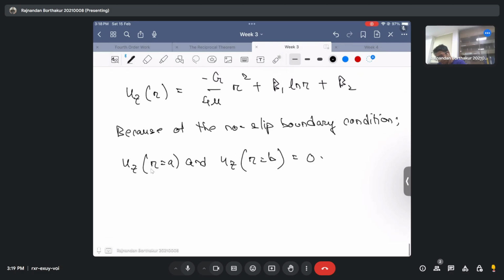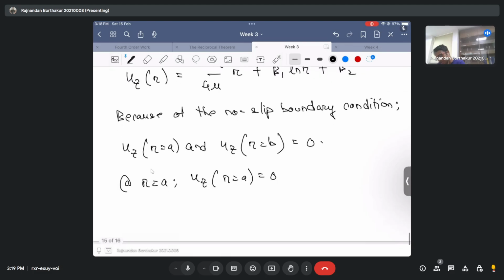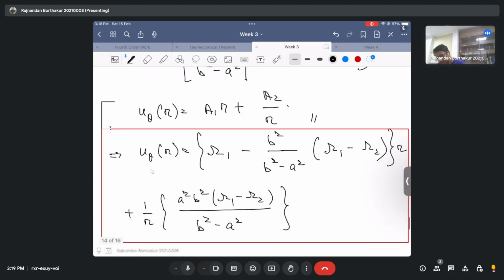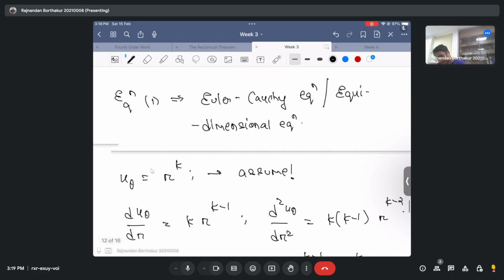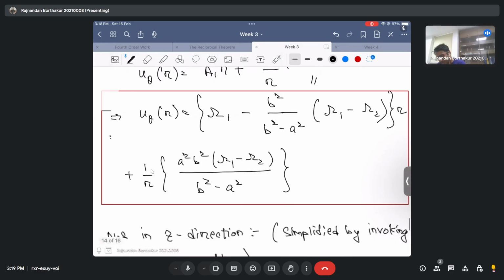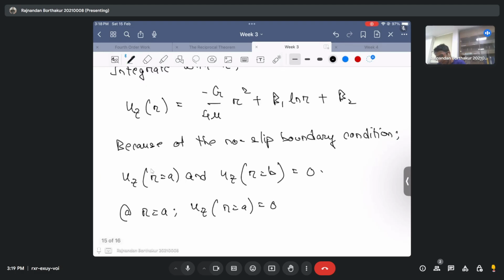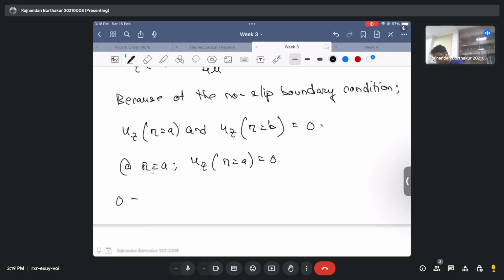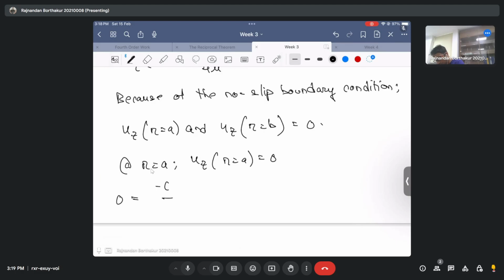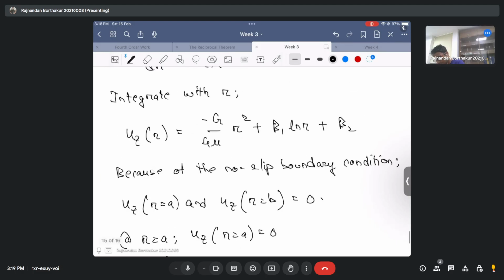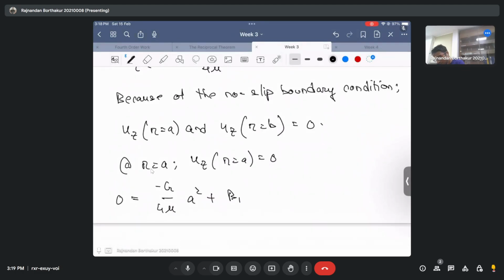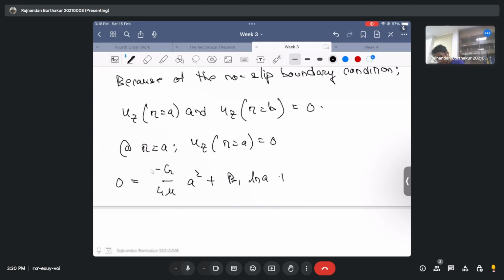So this means that I can write that at r equal to a, I have uz at r equal to a is 0. This is something that I already wrote. If I just use this, I'll get 0 equal to minus g by 4 mu a square plus b1 ln a plus b2.